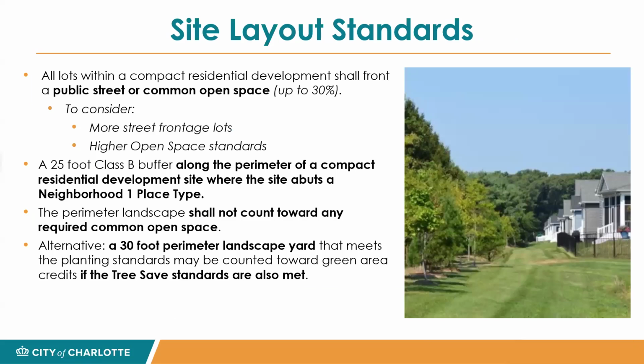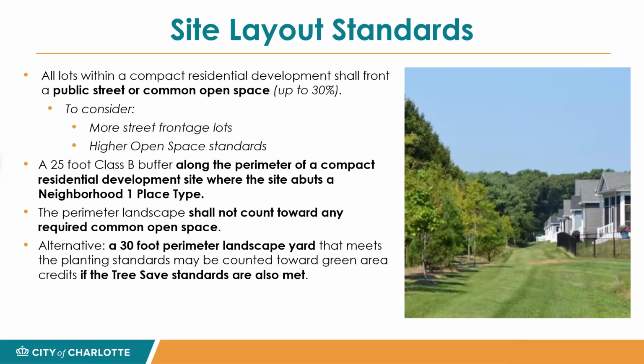So also within compact, instead of conservation, where over 50% of your lots could front on open space, you can only have a maximum of 30% of your lots on open space in compact. That way we get more public streets built and fewer private alleys. So that does mean more street frontage lots, and that ties into the higher open space standards once you're fronting on them. Remember, it still has to be approved.